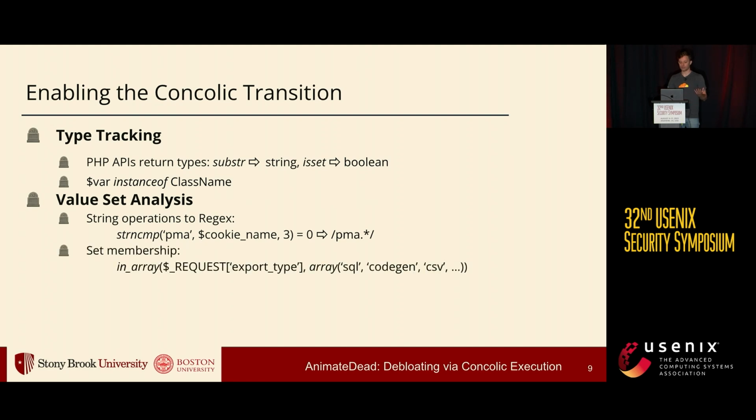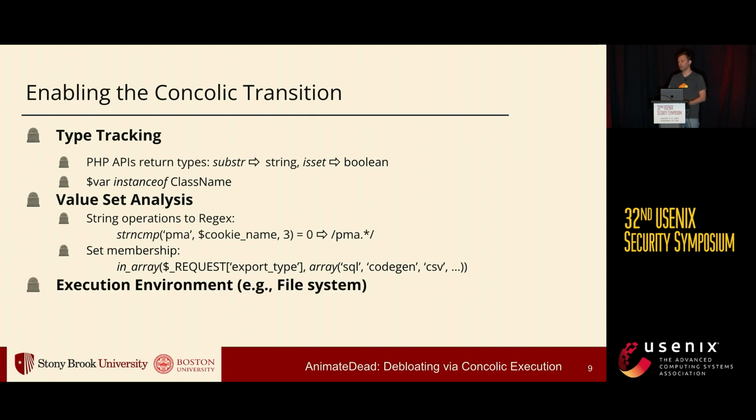We also model set memberships in AnimateDead, which essentially means that if you're checking whether a user-controlled value is within a set of allowed operations, then we know that one of these concrete values is the value of the symbolic variable. And this is a common use case in web applications because for user-controlled variables, for database variables, you need to perform an allow list check to prevent damage.